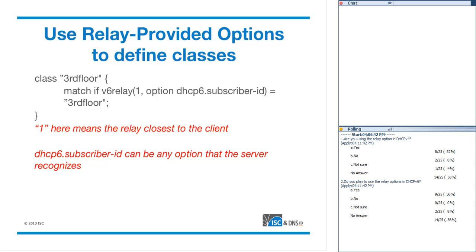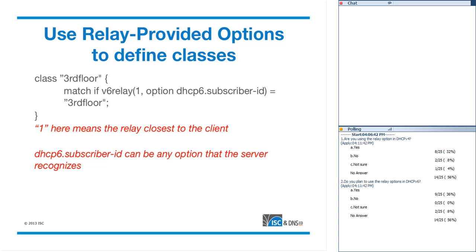The big difference is simply the V6 relay part, and this says look for this particular option within the V6 relay rather than just in the client. If you were to do a match if DHCP6.subscriber ID, we just look for it in the client space. By using the V6 relay, you say look for it in the relay space.